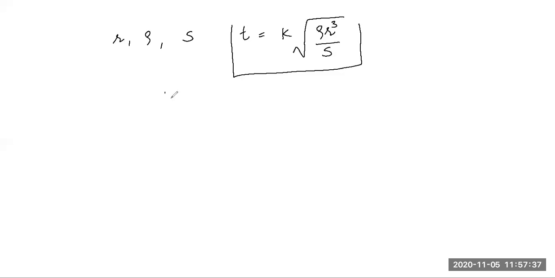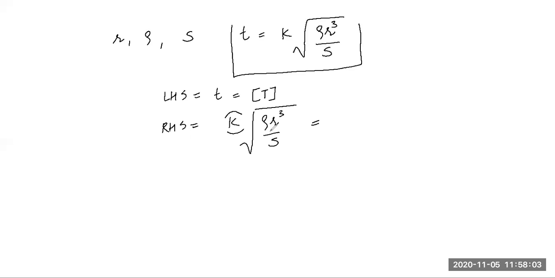So you see, left hand side is equal to T. What is the dimension of T? It is T. Am I right? Now right hand side is equal to k rho r cube divided by s. Am I right, Jasmine? I assume that this k is a dimensionless constant, so I just get rid of this. Now this is density. Density is mass by volume, which is ML minus 3, right? And this is r cube. R is radius, so that is L cube, right?